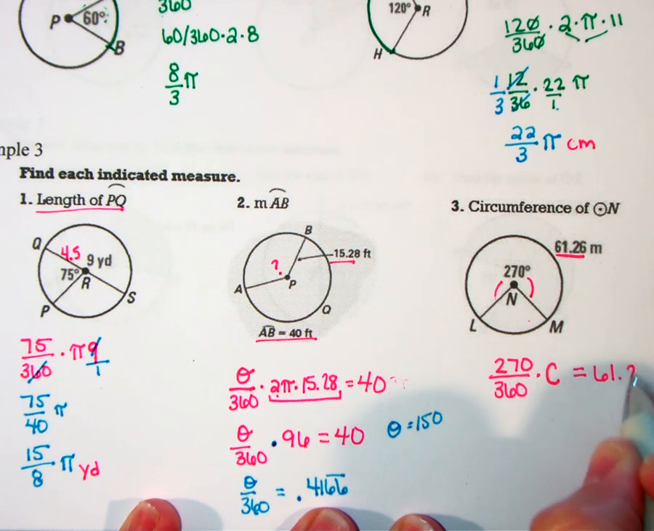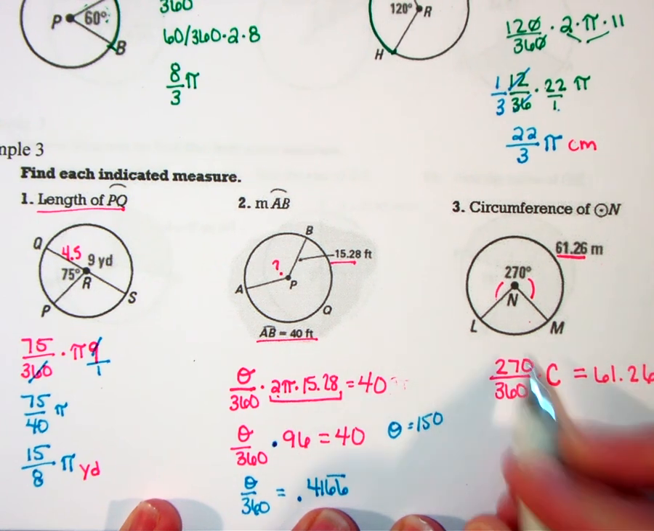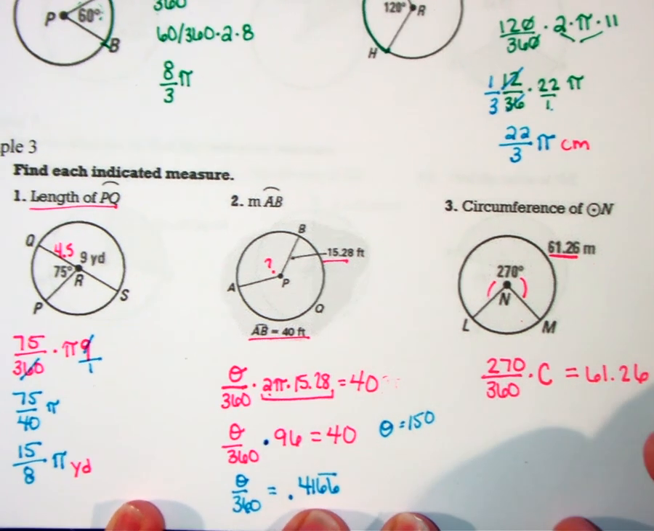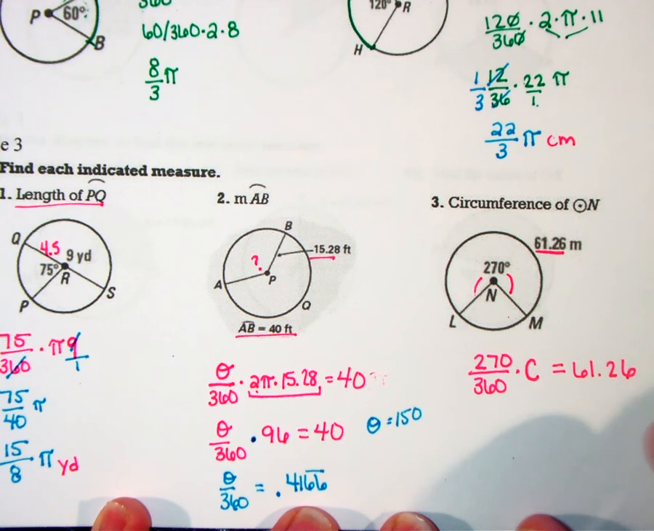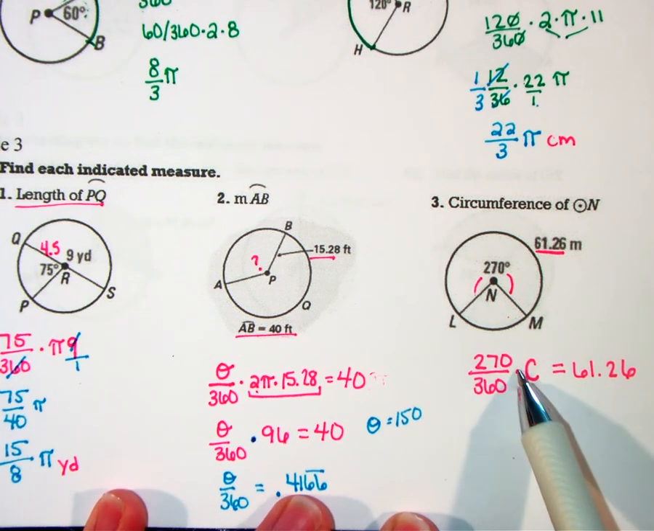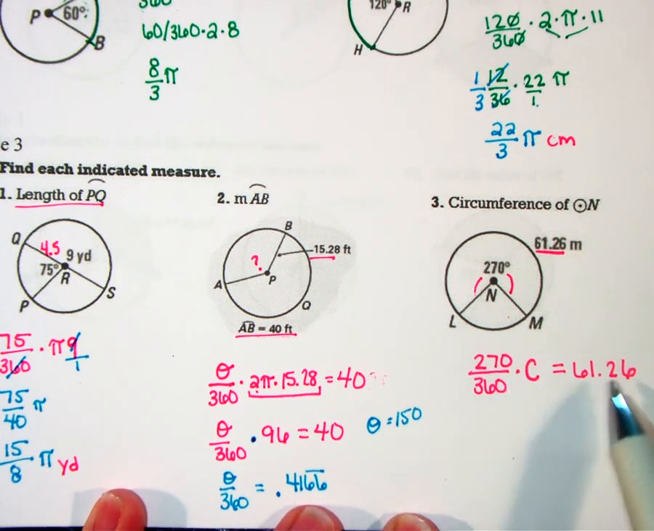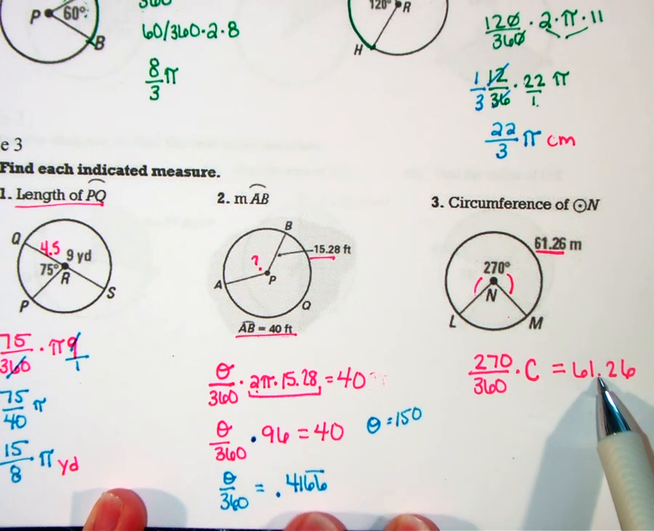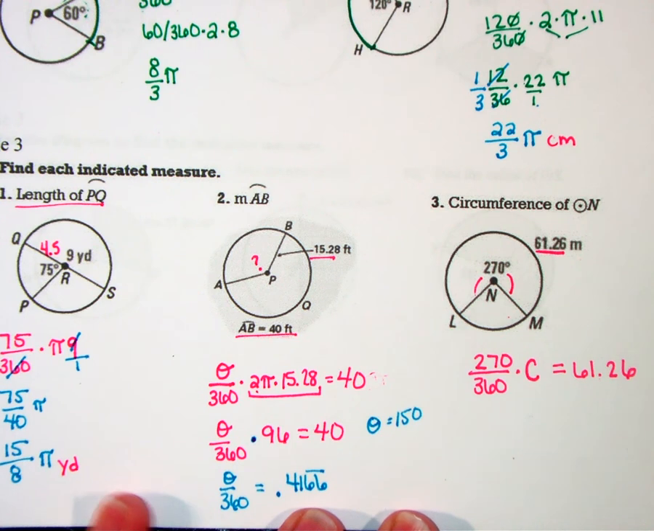And now I just have to get rid of this fraction. Some of us like to get rid of the fraction all at once. Some of us like to do it one at a time. So if you want to do it one at a time, the first thing I would do is multiply both sides by 360 to get that out of the bottom. And then you're going to divide by 270. Okay, so I'll do it that way first. If you know a faster way, please attempt that one and see if you get the same answer.